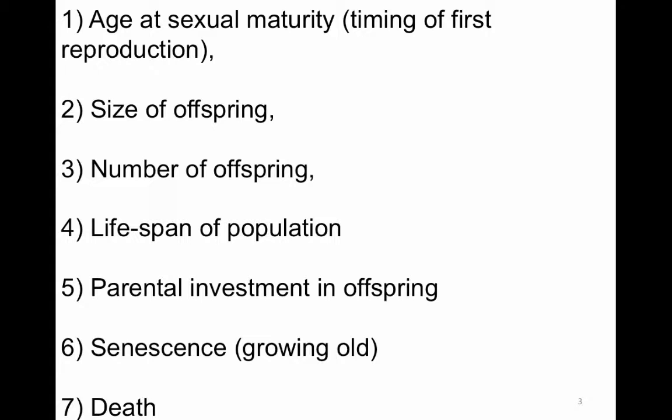1. Age at sexual maturity. 2. Size of offspring. 3. Number of offspring. 4. Lifespan of population. 5. Parental investment in offspring. 6. Senescence. 7. Death.